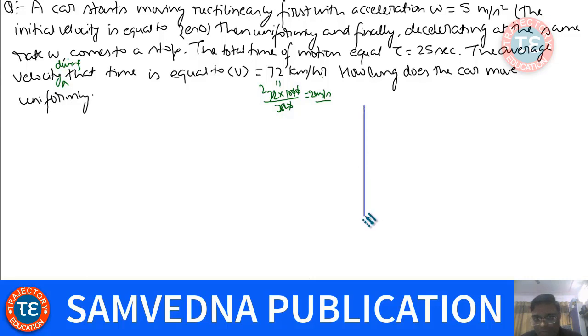So let me show you this whole thing in a graph, what the question says. Suppose this is a velocity versus time graph, right? So it accelerates with w, and then moves with uniform velocity, and then it deaccelerates like this, right?